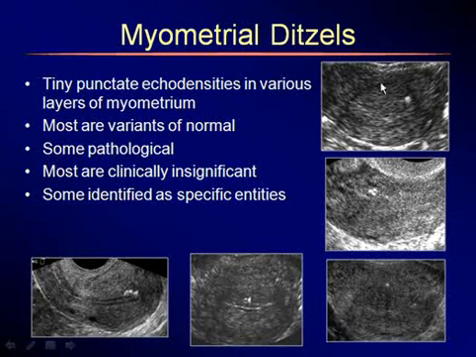This is probably along the inner layer. Here's a little clump of echogenic foci. Here's a little tiny calcification with shadowing. Here again, echogenic foci along the edge of the inner hypoechoic zone and around here.